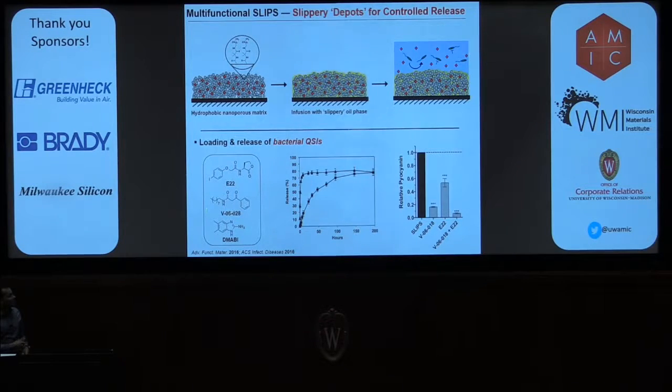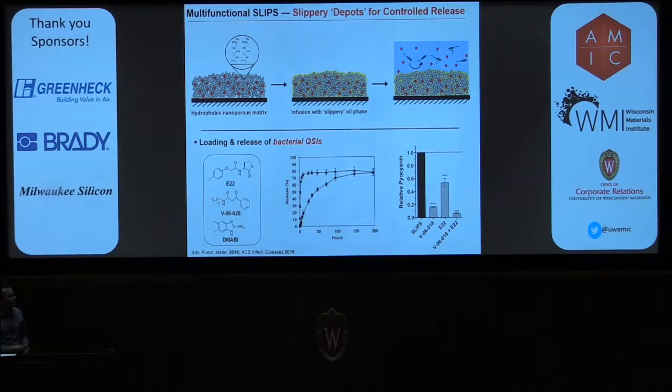So after loading these quorum sensing inhibitors, we saw that depending on the structure of the inhibitor, we can control the amount that was being released, and depending on the application you want to use, you may select the quorum sensing inhibitor that is desired. And furthermore, we observed that the quorum sensing molecules alone did inhibit the production of pyocyanin, this virulence factor from Pseudomonas, but furthermore, the approach that we're using allows us to combine different antibiotics and different molecules into these surfaces.